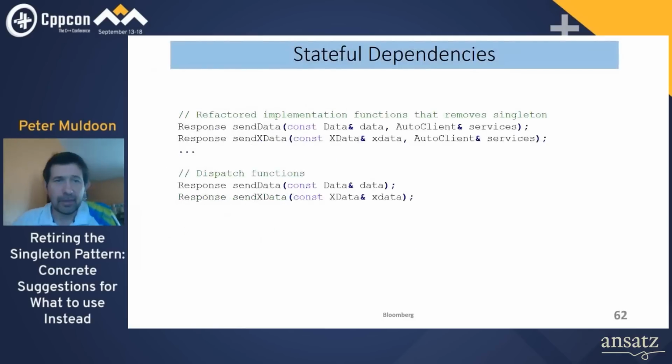Now, I've gone back. Here's my send data function. I've actually updated my sendX data function. I was a good programmer. I remembered it. So I went back and I now have the two parameter versions of the functions. And I have a dispatch function for what I call legacy users, or the people, which might be myself, who don't want to change the code.